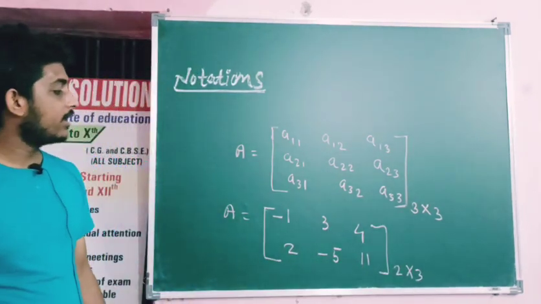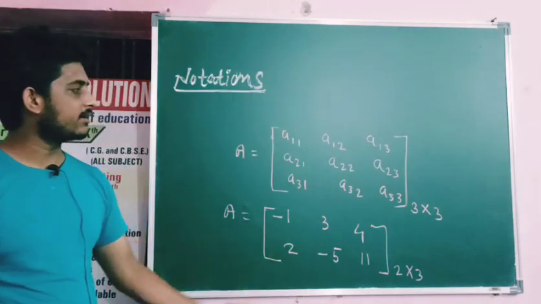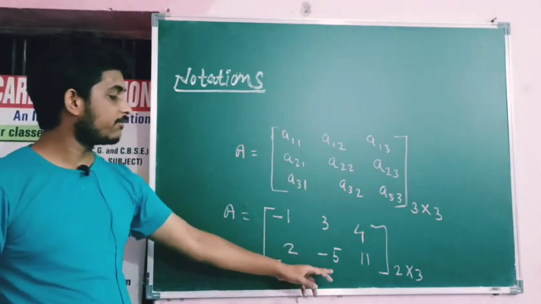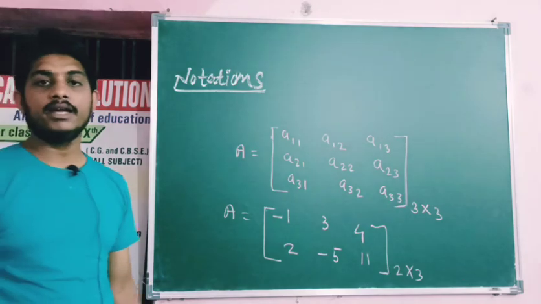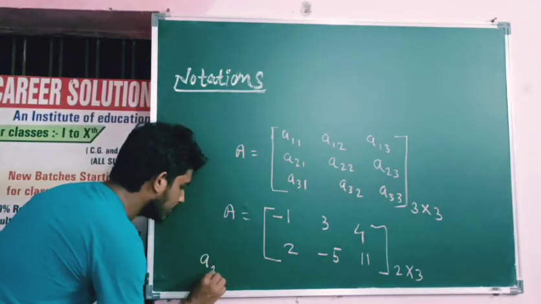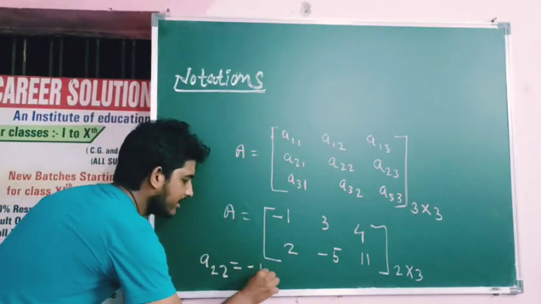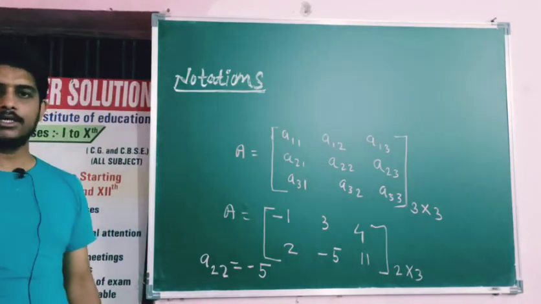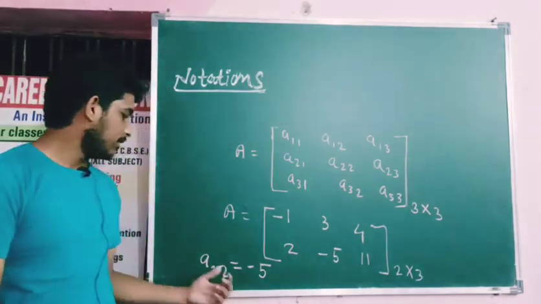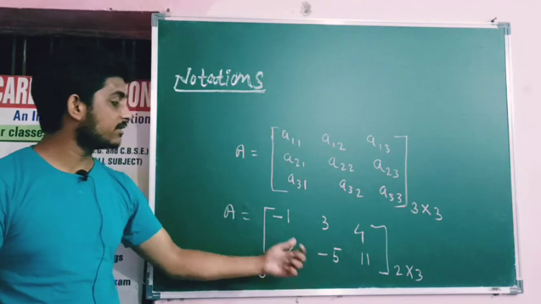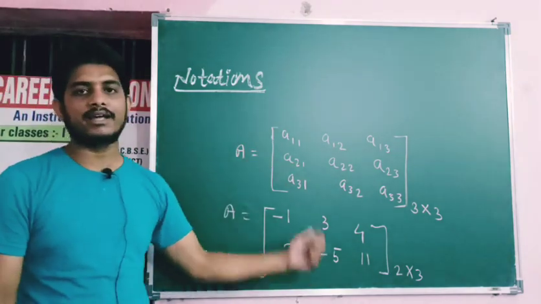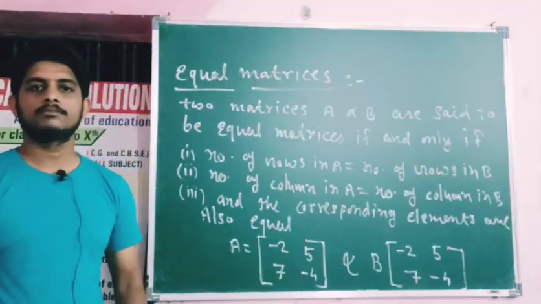Where -5 appears in the matrix, the place of -5 in the matrix is A22. So what is the value of A22? A22 is equal to -5. It means -5 appears in the matrix in the second row and second column.